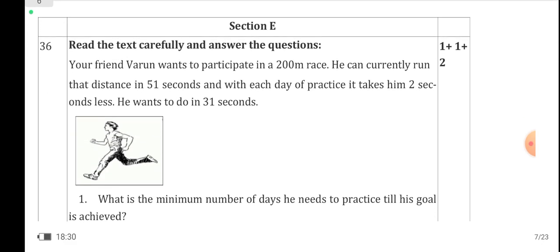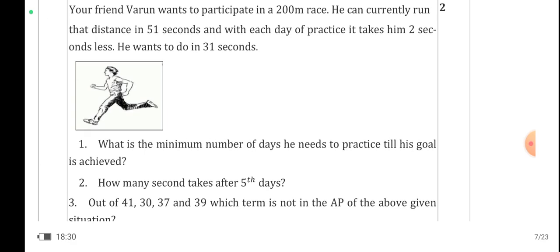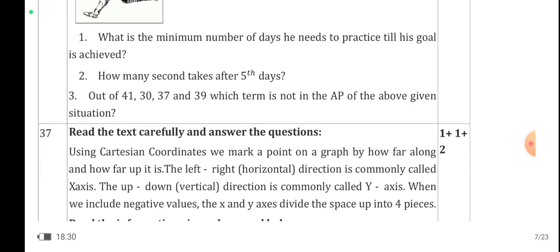Now then the 36th question, pa. They are talking about the AP only. Go through. First one is, what is the minimum number of days he needs to practice till his goal is achieved? Second one, how many seconds does it take after 50 days? Third one, out of 41, 30, 37, 39, which term is not in the AP in the given situation?